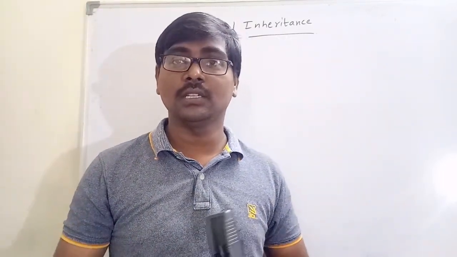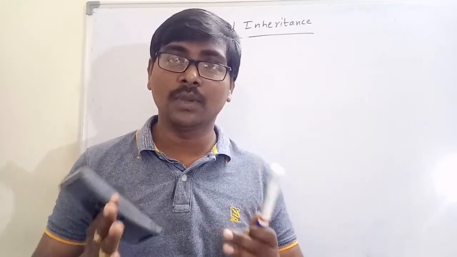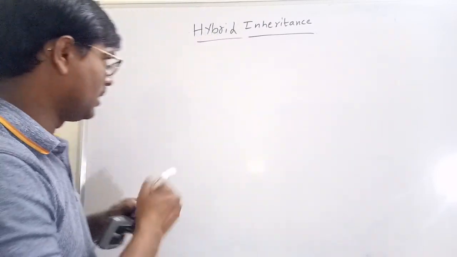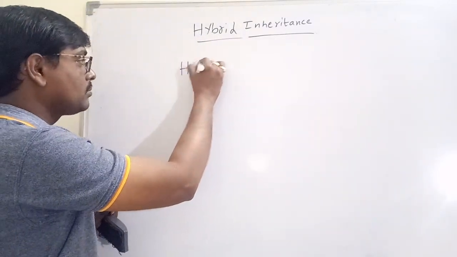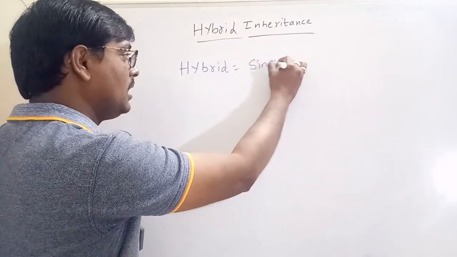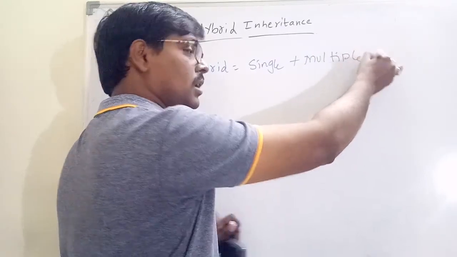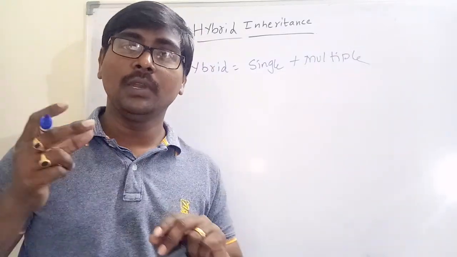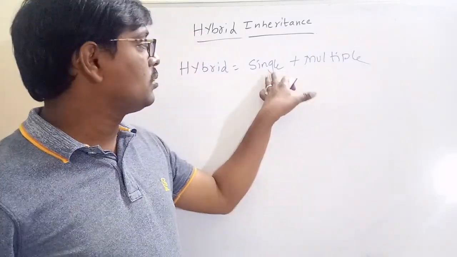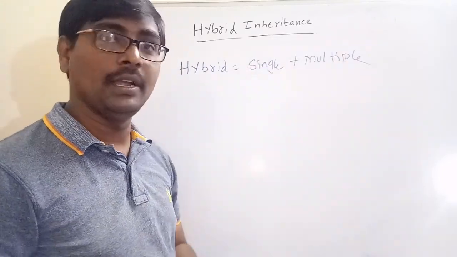Hybrid inheritance is a combination of any two inheritances. For example, hybrid inheritance is equal to single level inheritance plus multiple inheritance. Not only these two, it can be a combination of any two. This is one scenario: single plus multiple inheritance is hybrid inheritance.